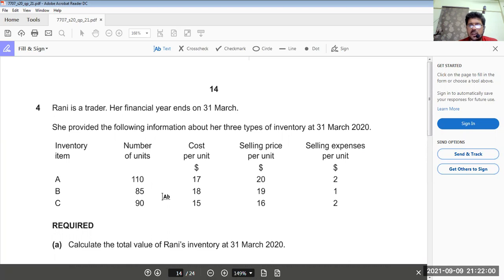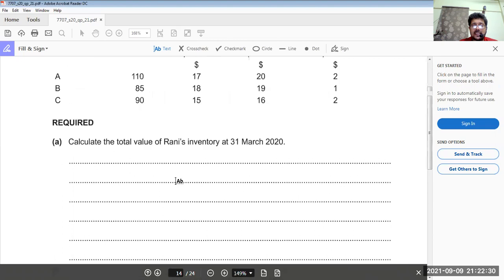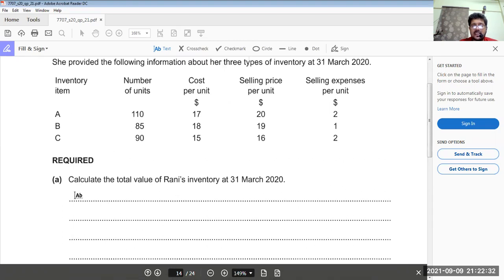Now in question number 4, Rani, actually this is a question of inventory valuation. Now, Rani is a trader. Her financial year ends on 31st March. She provided the following information about her 3 types of inventory at 31st March 2020. Inventory item ABC, number of units, cost per unit, selling price per unit, and selling expenses per unit. They expect us to make the total value of Rani's inventory.